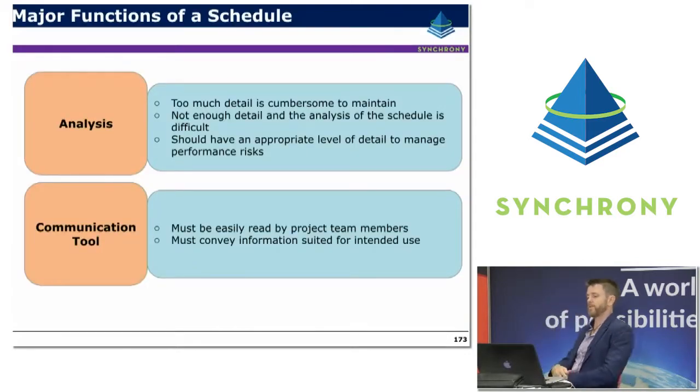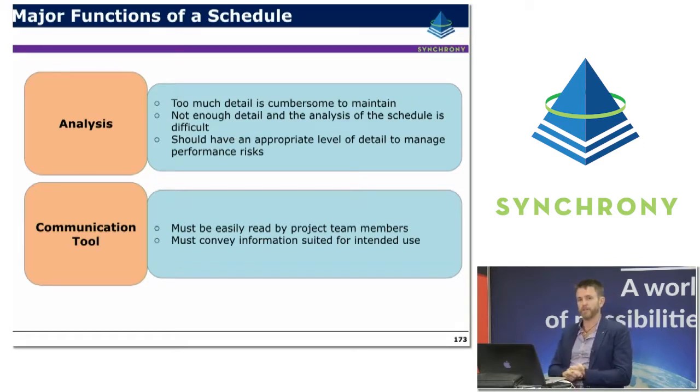So the two major functions, as we've touched on already, the first is for analysis. And it's a careful balance, like most things. Too much detail can be cumbersome and too difficult to maintain. Not enough detail, and you're not getting very meaningful information out of the schedule. It's very difficult to see detailed trends that are happening. So you need to find that balance of having the right level of detail where there's information that people need to know. So where it's helpful to have that extra detail is where you want to put the extra detail, but you don't want to be putting detail everywhere for the sake of detail. So if you have activities that are low risk, not likely to cause any consequence to the project, you can keep those at a fairly high level.